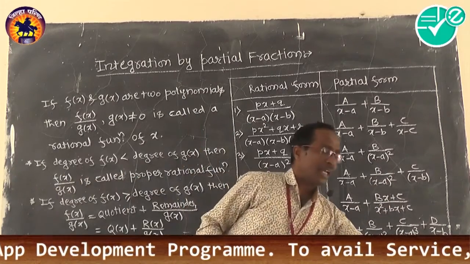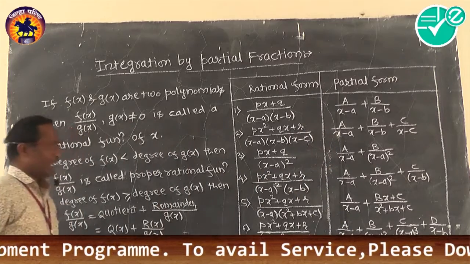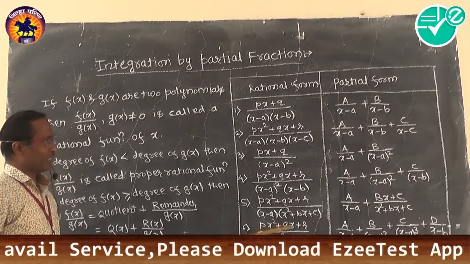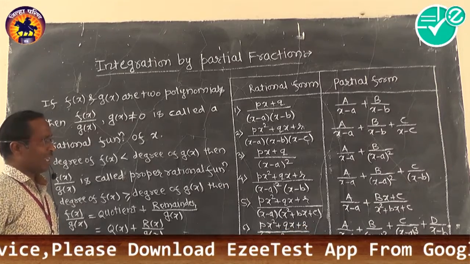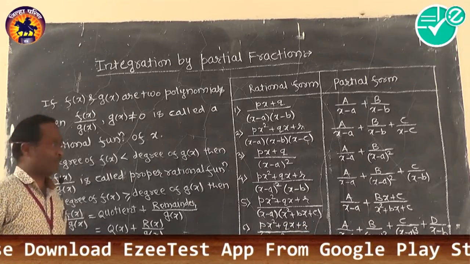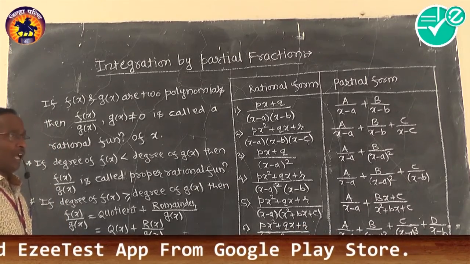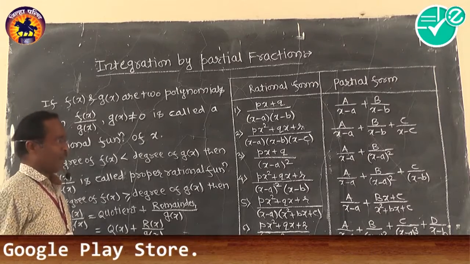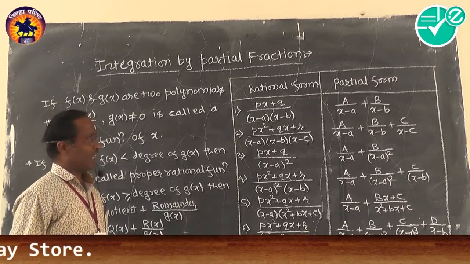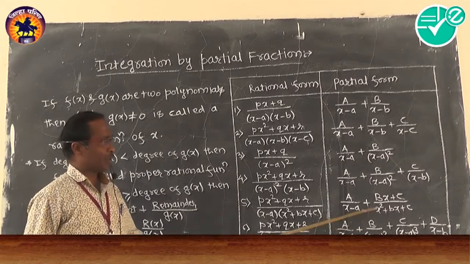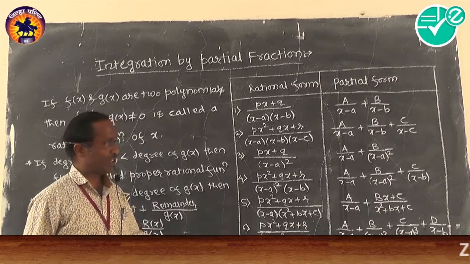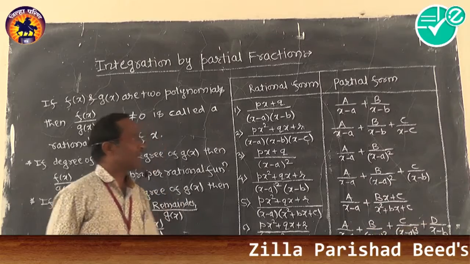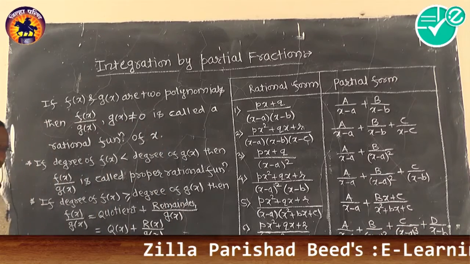Now the next form: the integrand function contains the rational form px square plus qx plus r upon (x minus a) whole cube into x minus b, repeated and non-repeated linear factors here. So this can be expressed in the form of A divided by x minus a plus B divided by (x minus a) whole square plus C divided by (x minus a) whole cube plus D divided by x minus b.